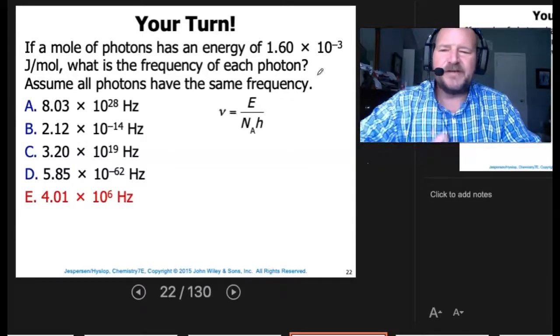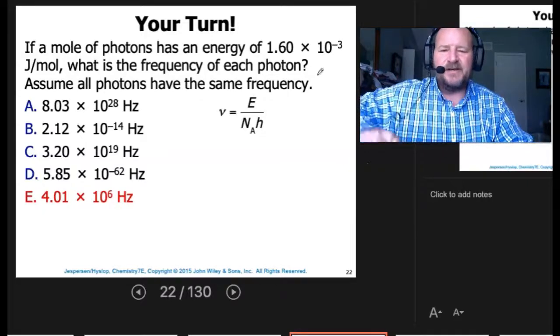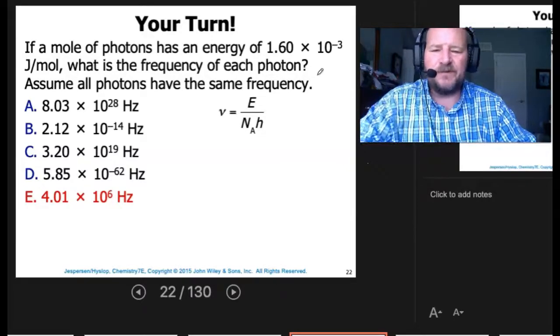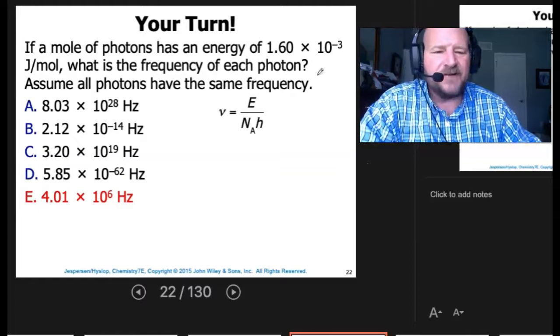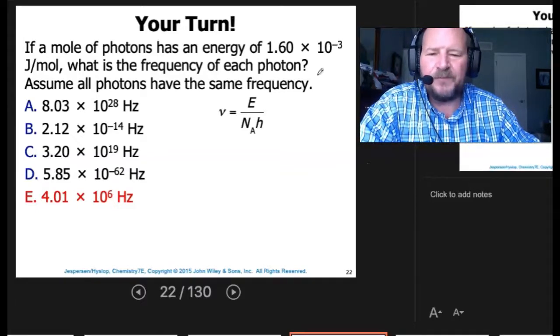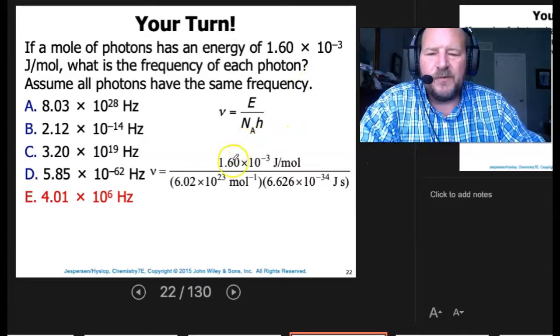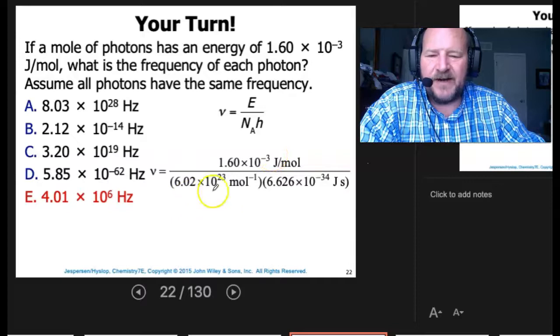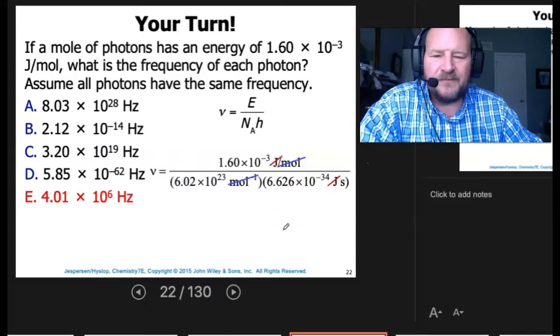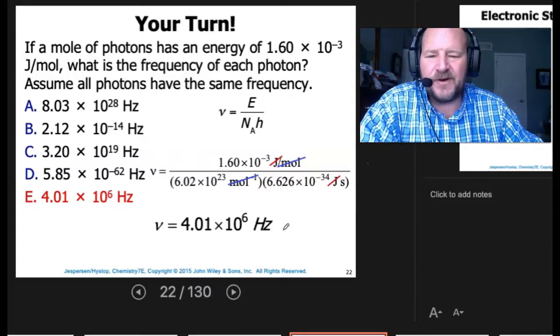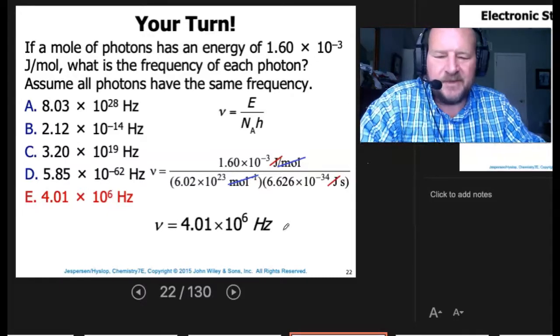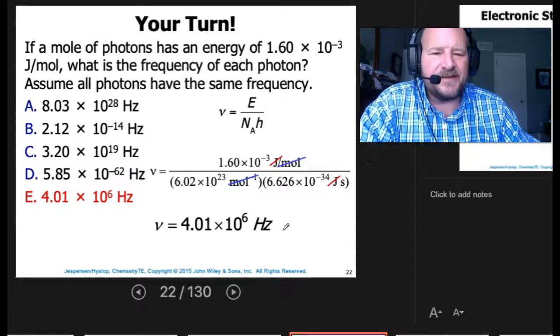Let's see how we would do this. The frequency is equal to E over Na times h, where Na is Avogadro's number. We're going to get rid of that mole. We know our energy is in joules per mole, so we take 1.6 times 10 to the negative 3 and divide by per mole times Planck's constant. Our joules will cancel out, our moles will cancel out, and we'll be left with per second. We'll run this through our calculator, and hopefully that's how we ended up with 4.01 times 10 to the 6th.